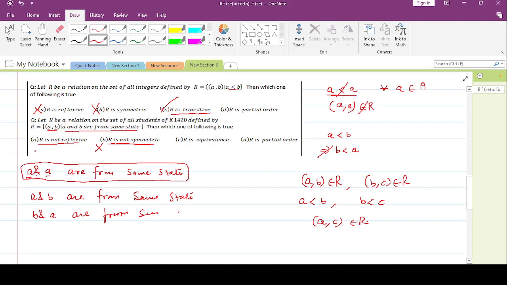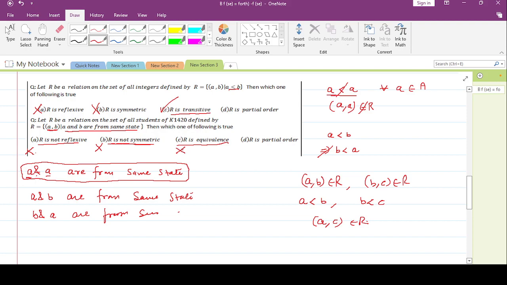Okay, so this one is not true. This one is also not true. R is an equivalence relation. See, as the relation it is not a reflexive relation, so how can it be an equivalence relation? So this is not correct.